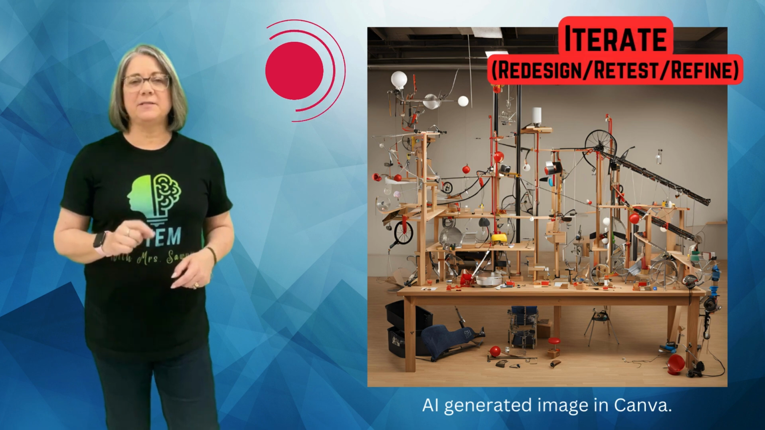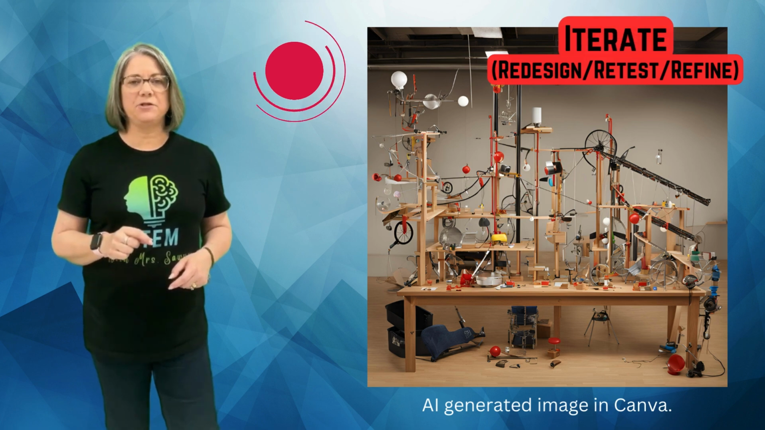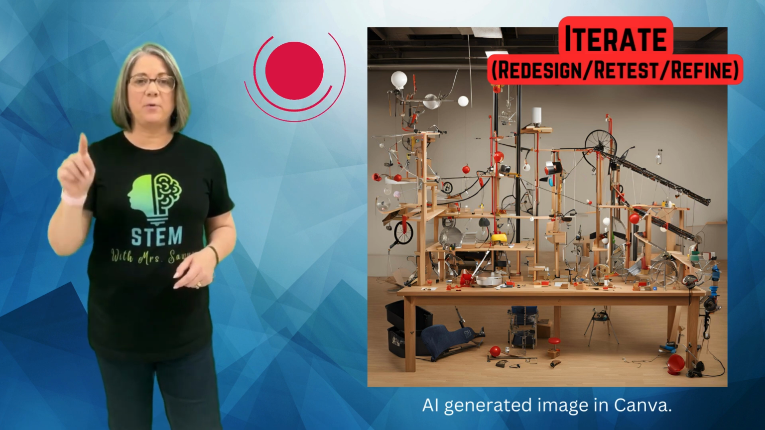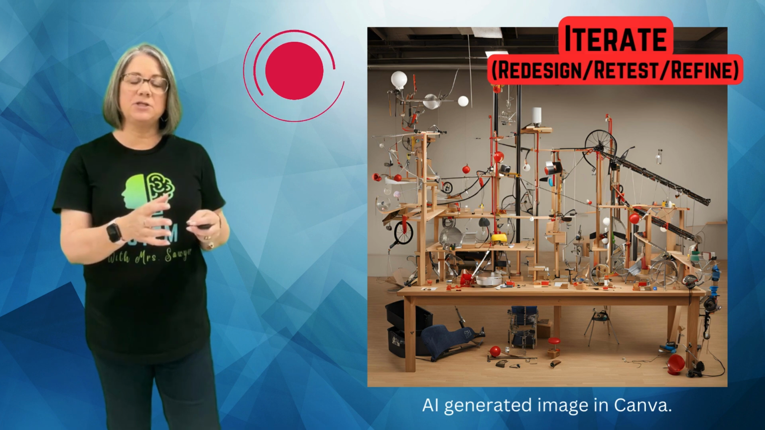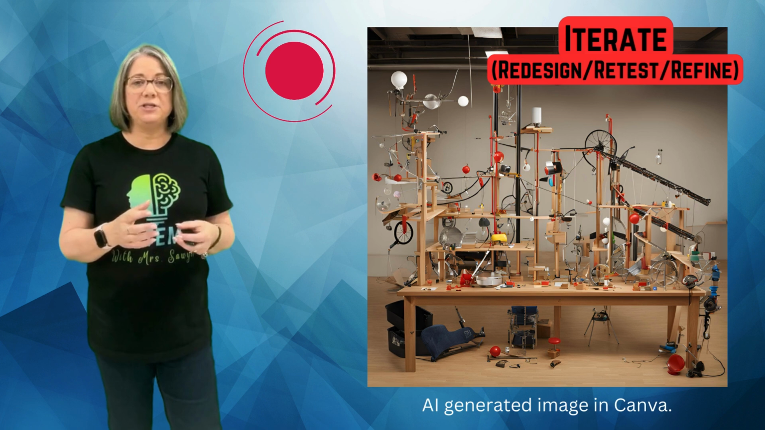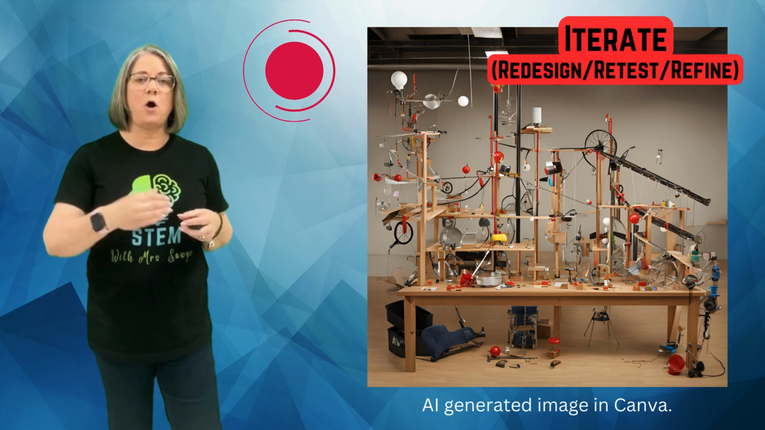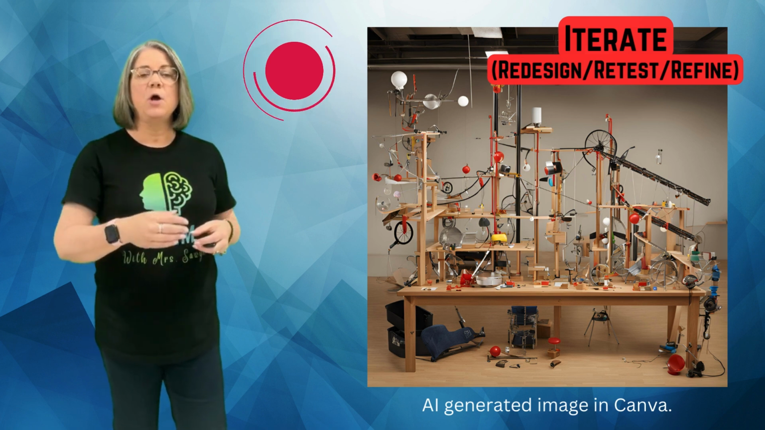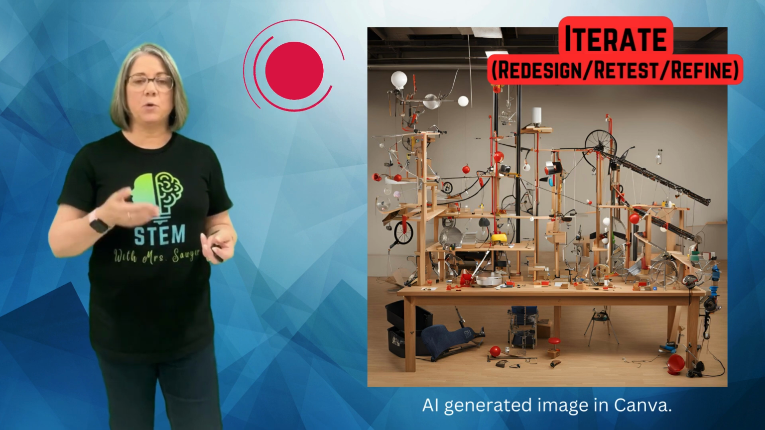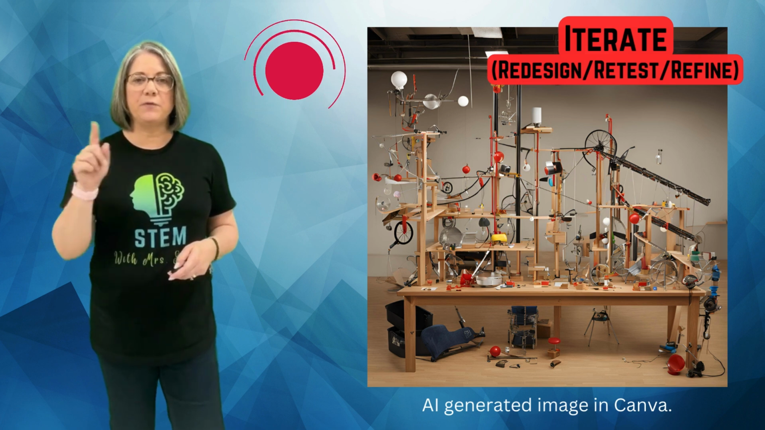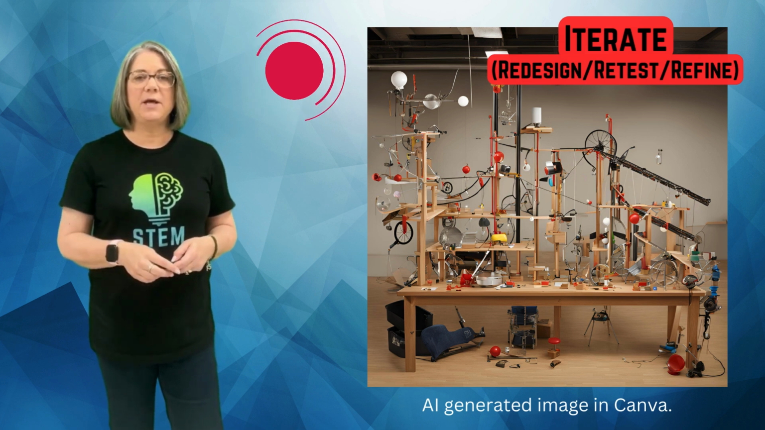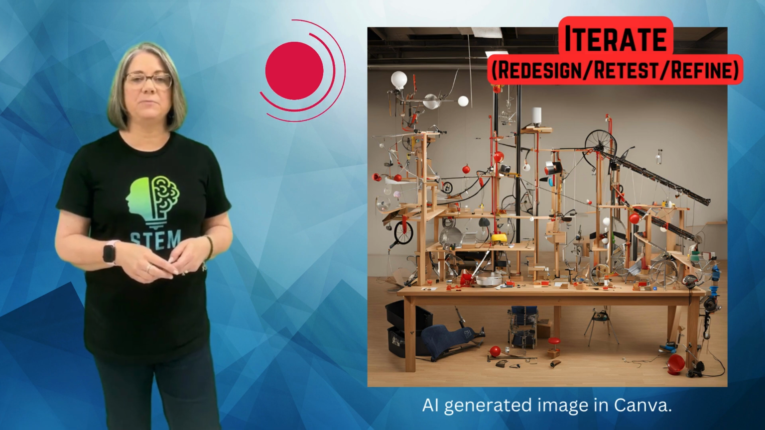The iterate phase is also going to be very important for this challenge. You're going to need to go back through that process multiple times. Because you have so many different parts to this challenge, you're going to need to make changes and adjustments in order to make sure that all of the different chain reactions do what you need them to do in order to complete that simple task at the end. So make sure you're going through that process multiple times in order to create a successful chain reaction machine.